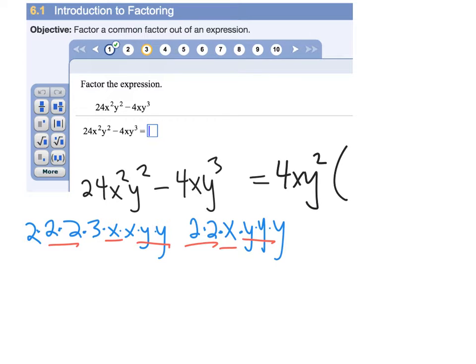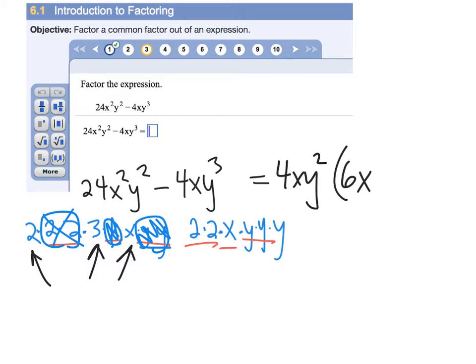4xy squared. All right? So when we factor out the 4, and we factor out the x, and we factor out the y squared, what are we left with? We're left with 6x. Where did the 6x come from? Well, the 2, the 3, and the x that were left. And then this minus sign comes right there. And then the next term.